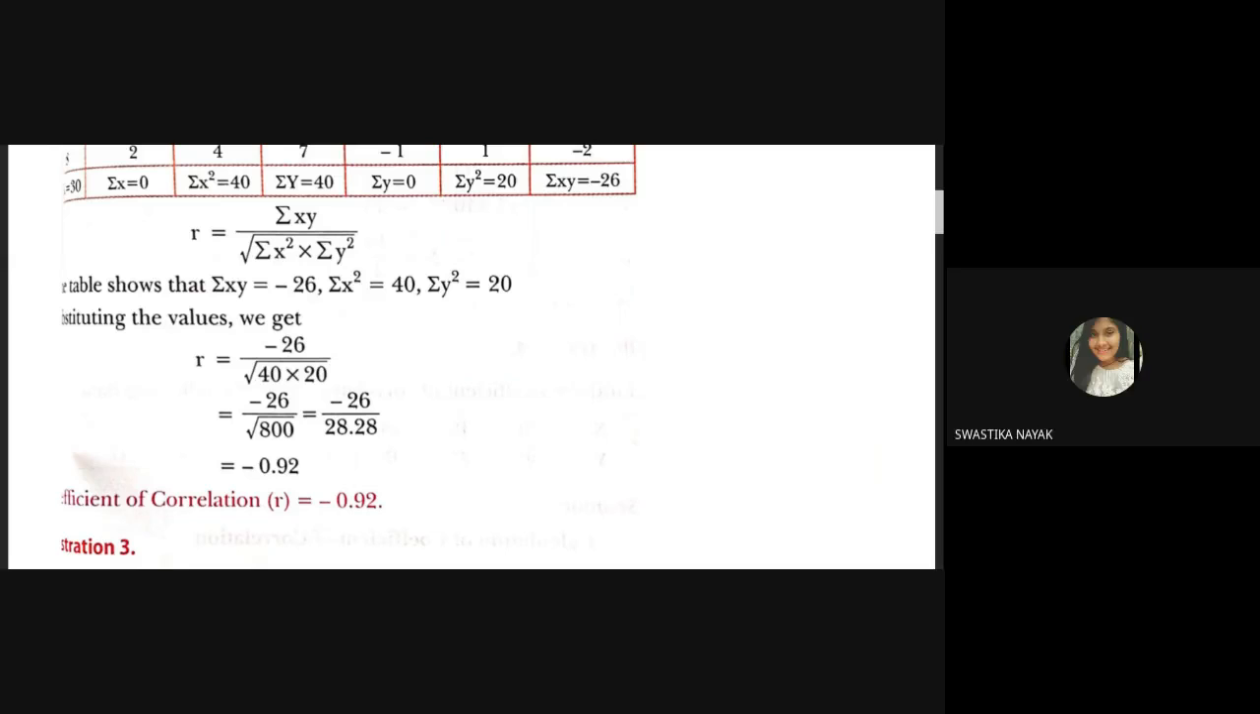0.92 ही आ रहा है. इसका मतलब क्या है? नेगेटिव कोरिलेशन, नेगेटिवली कोरिलेटेड. एक बढ़ता है तो दूसरा डिक्रीज होता है. One increases, the other one decreases, or else you can say one decreases, the other one increases. So it goes in a negative manner. That's why negative correlation.